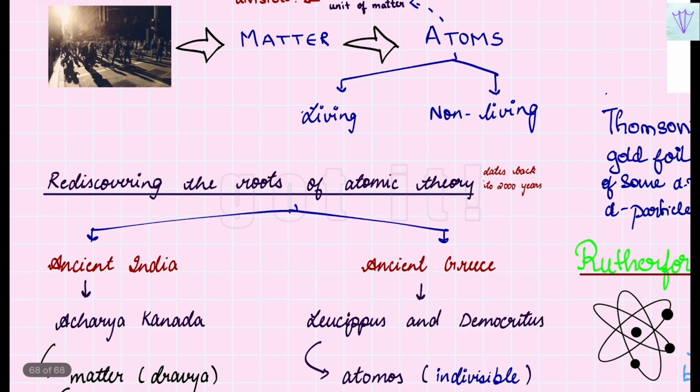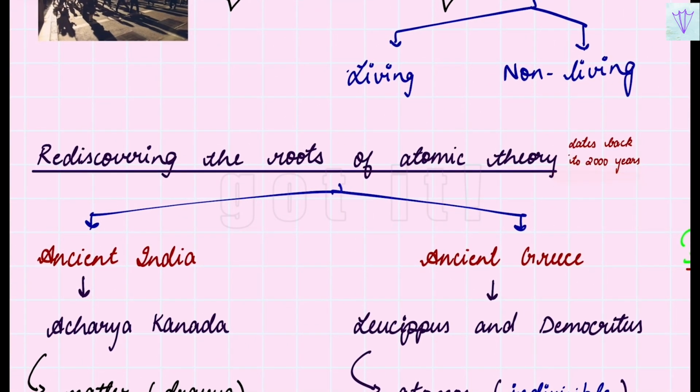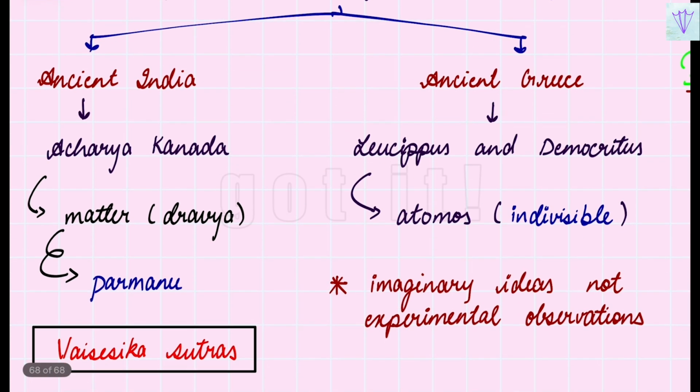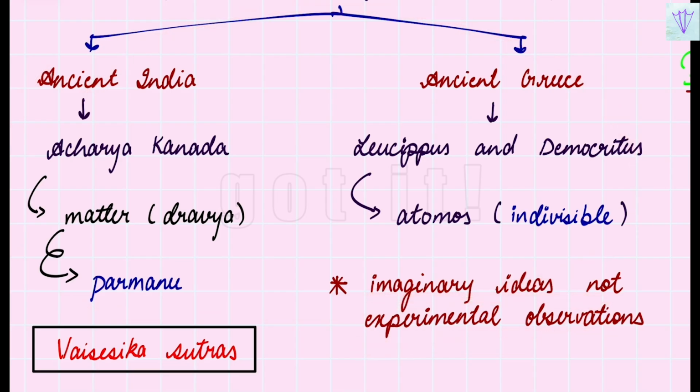Starting with rediscovering the roots of atomic theory, which dates back some 2000 years. It can be seen in both ancient India and ancient Greece. In ancient India, the concept was started by Acharya Kanada, who named matter Dravya, and Dravya is made up of Paramanu, which he spoke about like an atom. In ancient Greece, the concept was first studied by Leucippus and Democritus, who named them atomos, which means indivisible. But these were all imaginary ideas, not experimental observations.